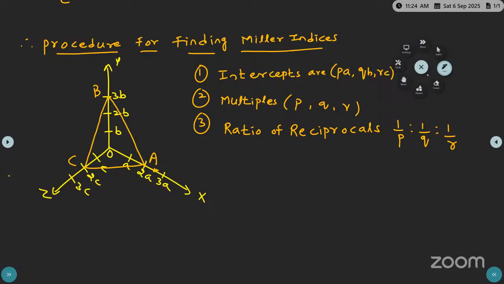This gives the Miller indices in brackets HKL, close the bracket, of the plane.